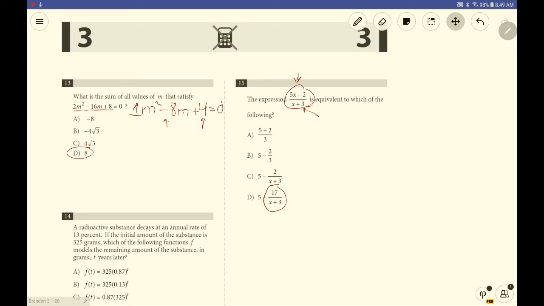Number 15, we can find out the remainder easily when we do that division, 5x minus 2 divided by x plus 3. By just plugging in the 0 of the denominator into the numerator, we find out the remainder is negative 17, and the only place negative 17 shows up is in choice D.